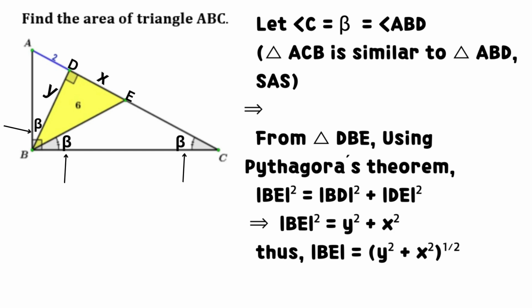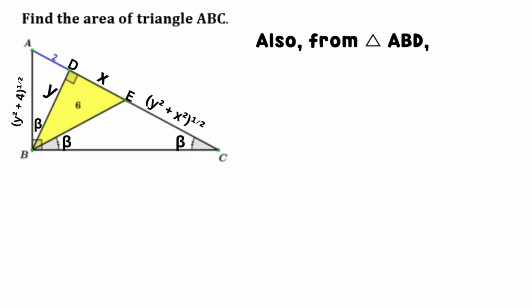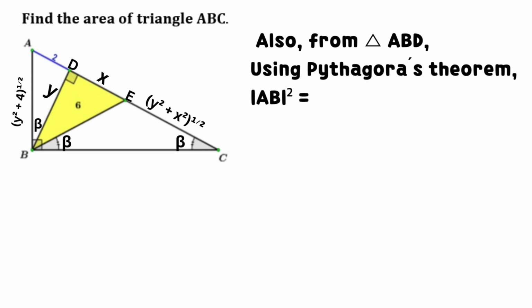It implies that from triangle DBE, using Pythagoras theorem, the square of BE equals the sum of the square of BD and the square of DE. Thus, the square of BE equals the sum of the square of Y and the square of X. Take the square root of the equation. We have that BE equals the square root of the sum of the square of Y and the square of X.